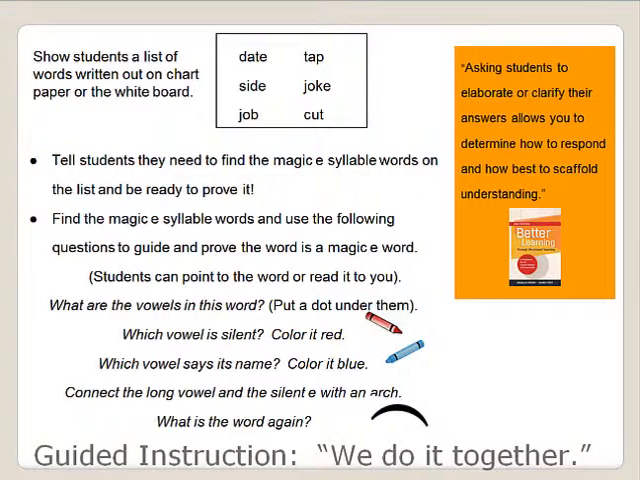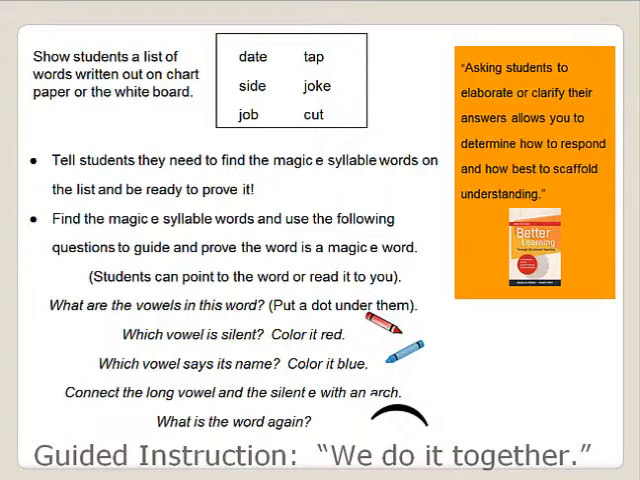In the guided instruction phase, the teacher and students do the work together. Asking students to elaborate or clarify their answers allows you to determine how to respond and how best to scaffold understanding. Show students a list of words written out on chart paper or the whiteboard. Tell students they need to find the magic E syllable words on the list and be ready to prove it.